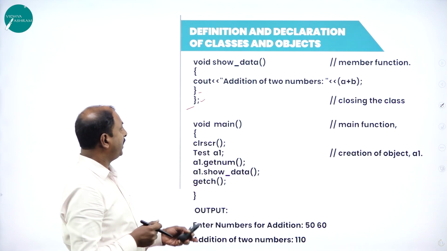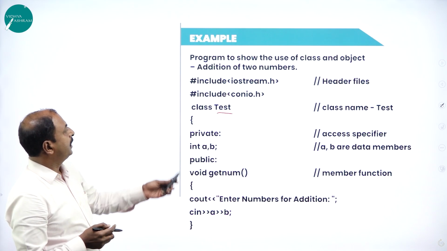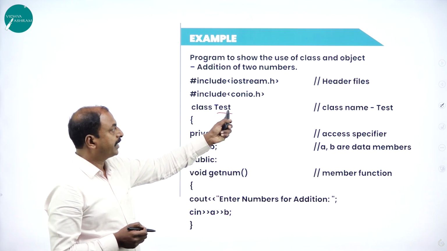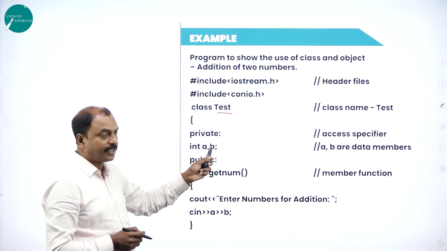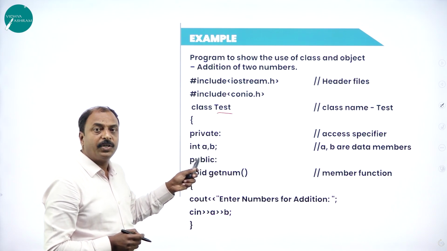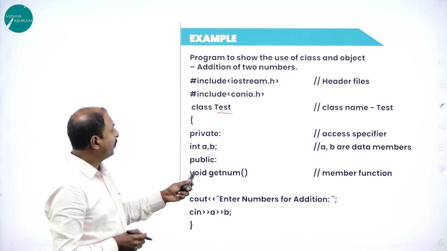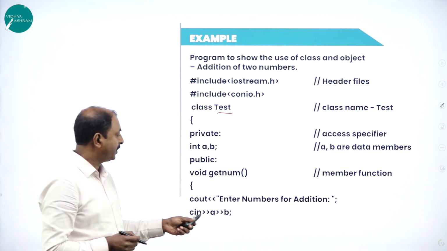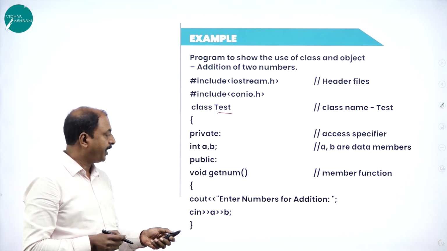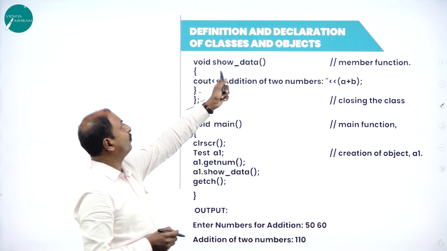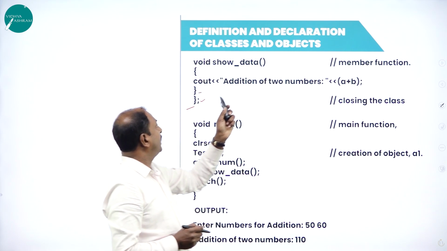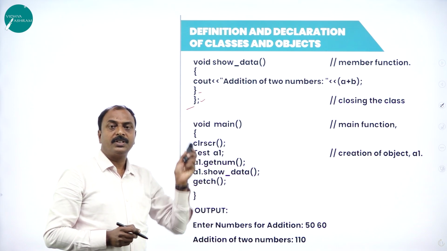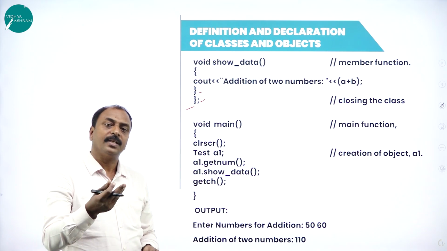So accordingly, in this example, this is a class, and the name of the class is test. Under private, we are declaring variables a and b. Under public, we are defining two functions. One is void getNum, a function to enter the values for a and b, and another function, void showData, is to display the result, and then we close the class. So this is how we have defined the class.